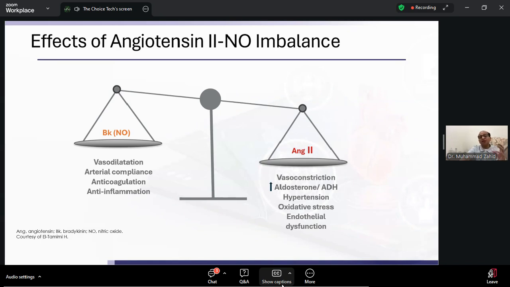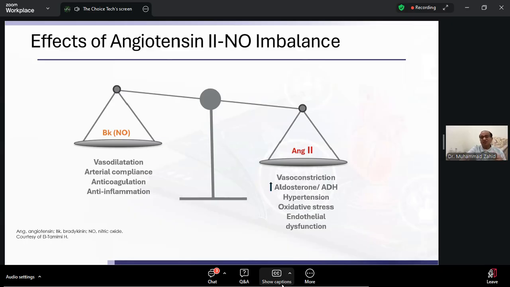On the other hand, the basics of the RAS system is angiotensinogen. Angiotensinogen is converted to angiotensin 1 by renin. When the kidney senses that your blood pressure is low or you're low in fluid, it produces renin, which converts angiotensinogen to angiotensin 1. Angiotensin 1 is converted to angiotensin 2 by the angiotensin converting enzyme, and that leads to the formation of angiotensin 2, which is a vasoconstrictor, which also stimulates the adrenal glands to produce aldosterone and the pituitary to secrete more ADH, both of which then lead to fluid retention.